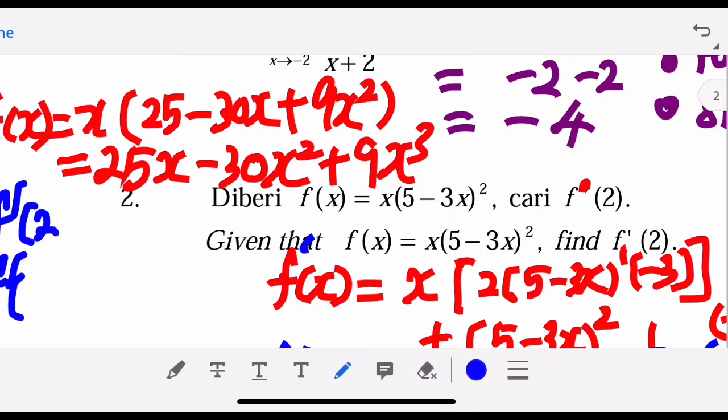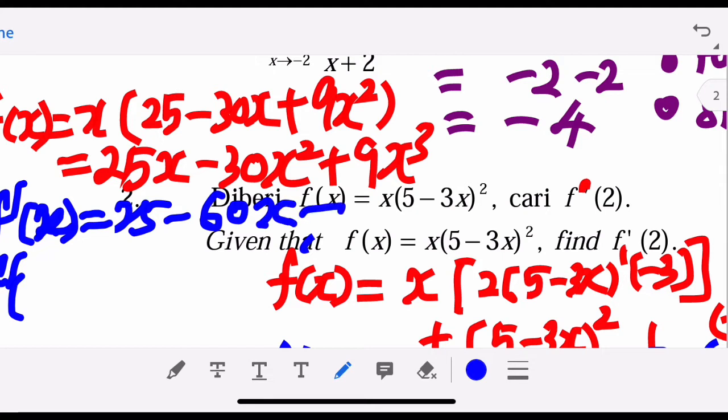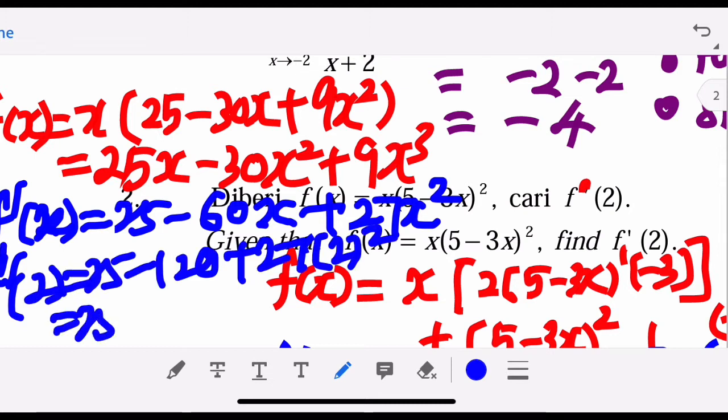So f prime x is 25 minus 60x plus 27x squared, and then we will substitute the 2 inside. So you get 25 minus 120 plus 4 times 27. 4 times 27, what do you get? 4 times 27, you get 108. So that means 25 minus 120 plus 108.